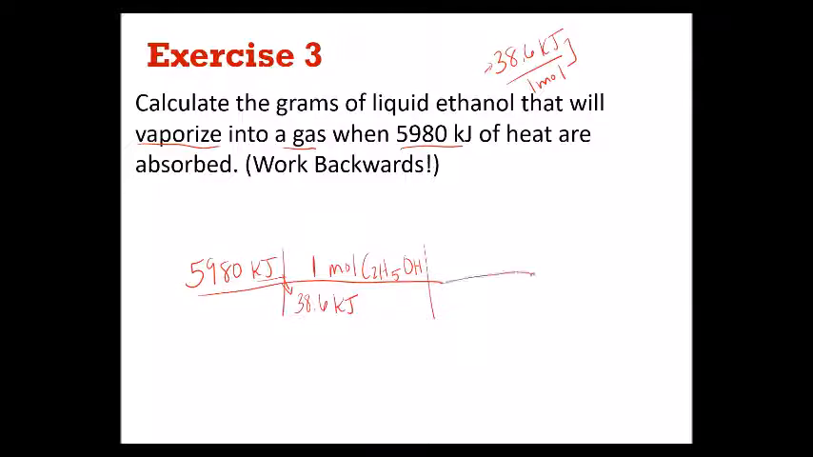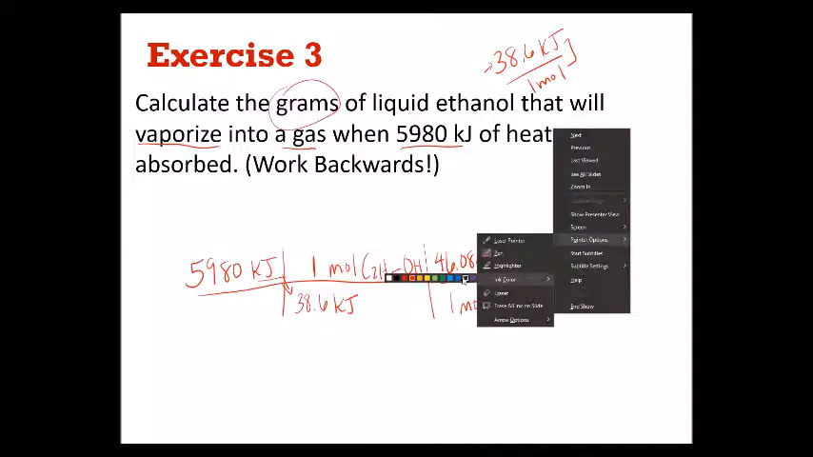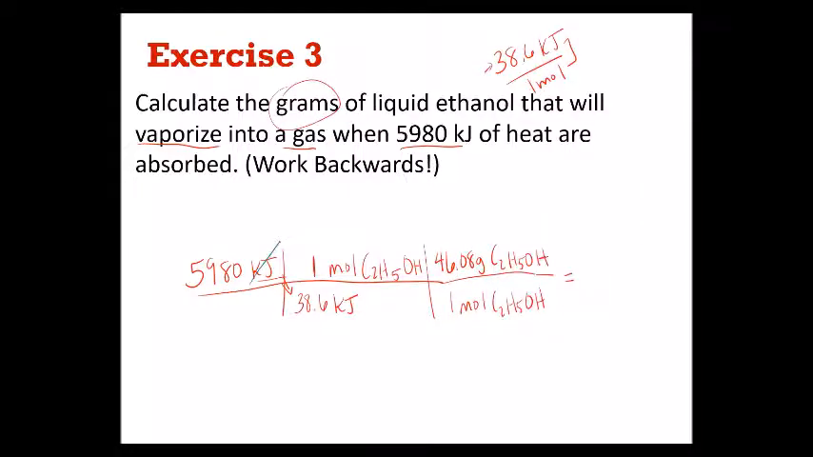So once we're there, we can continue on because we want to eventually get to grams. So one mole of ethanol happens to be 46.08 grams of ethanol. Since we've done all those ethanol problems in our redox post lab, you have that molar mass memorized now. So now we can make sure that our dimensions are set up correctly and we are canceling appropriately. Kilojoules cancel with kilojoules, moles cancel with moles, and yes, we are left with the grams, which is what we want.